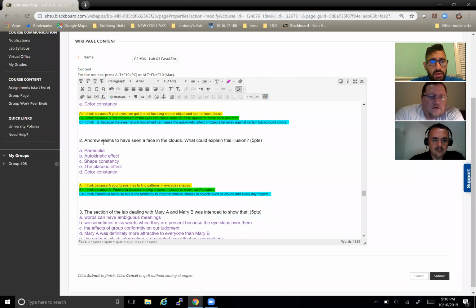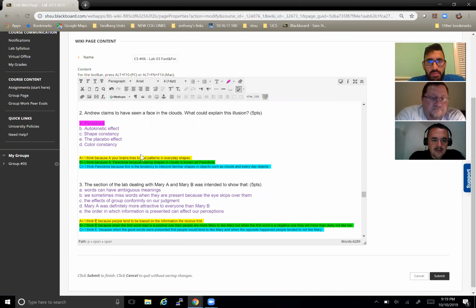Got that one. Number 2. Andrew claims to have seen a face in the clouds. What would explain this illusion? We all picked A. I'm going to butcher this. Pareidolia? Sounds good to me. Pareidolia. There you go. Seeing shapes and objects, basically. And the example we were given was shapes of clouds. So that one was pretty slam dunk-ish.